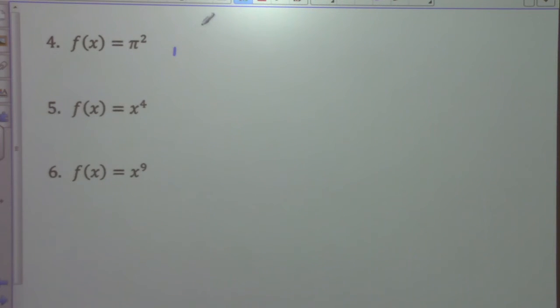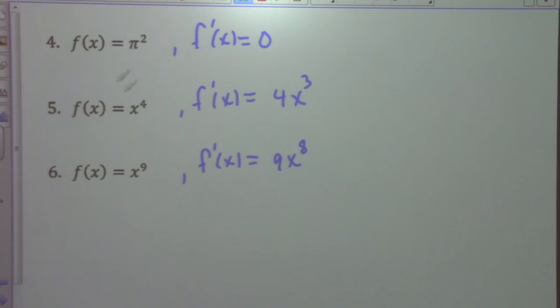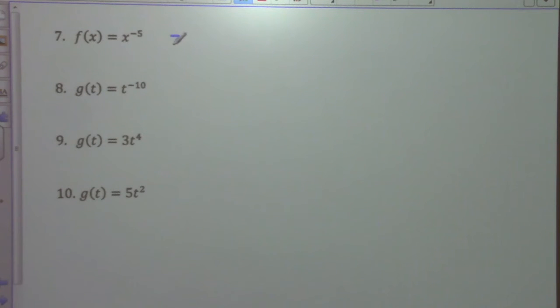So this one here is going to be f prime of x is equal to 0. This one here, f prime of x is equal to 4x to the third power. This one here, f prime of x is equal to 9x to the 8th. We have this one here. Ready. This one, f prime of x is equal to, which one is that? Number 7? I got negative 5x to the 6. Negative 6. Yeah, negative. Negative 5 over x to the 6. Oh, we got it right.